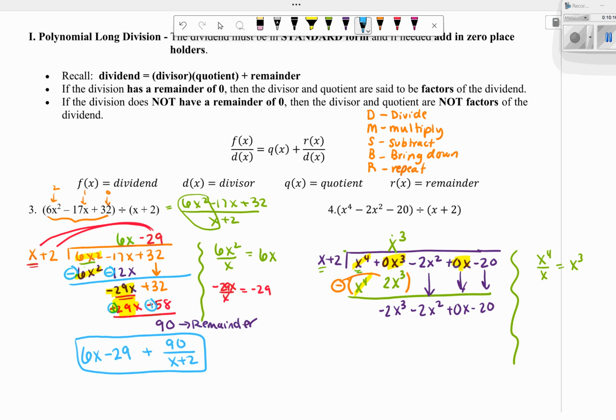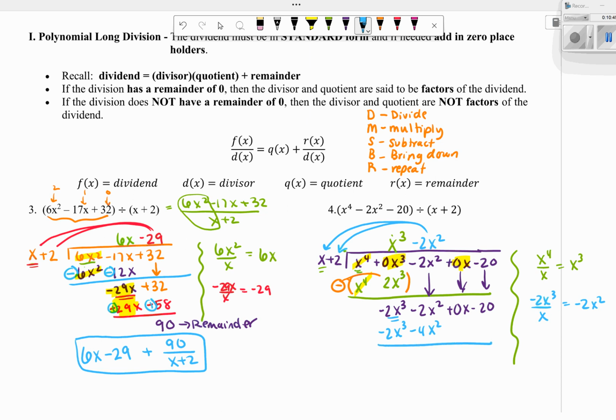So our first term now is negative 2x cubed divided by x. So when I divide those, I get negative 2x squared. That is a quadratic term, so I'm going to put it above the quadratic term. So minus 2x squared, and then we multiply. Negative 2x squared times x gives me negative 2x cubed. Negative 2x squared times 2 gives me minus 4x squared.